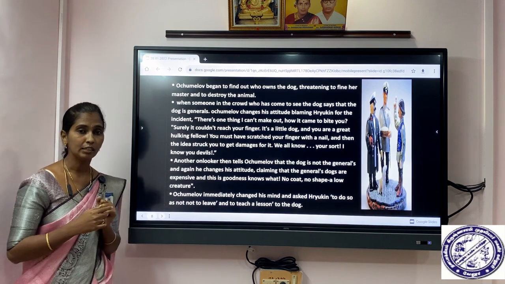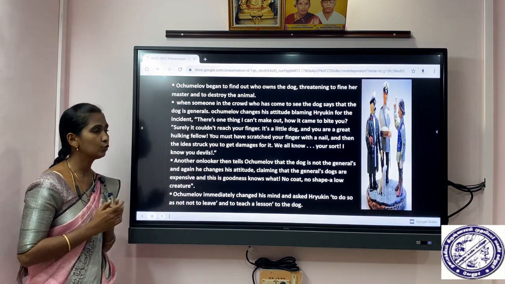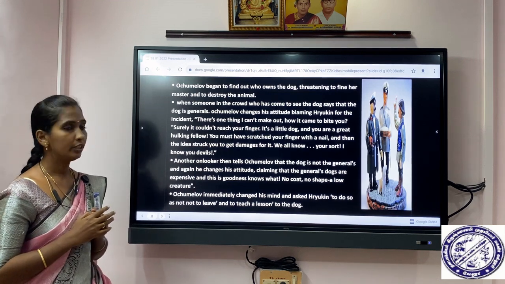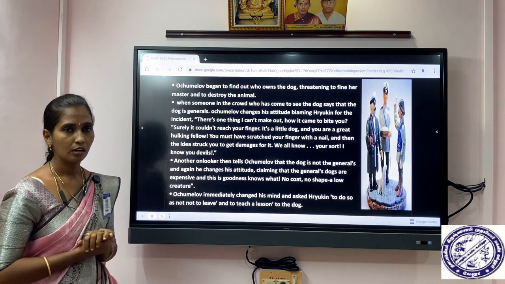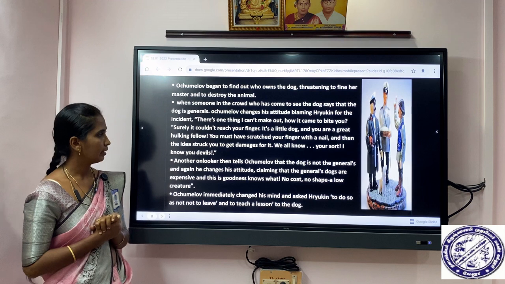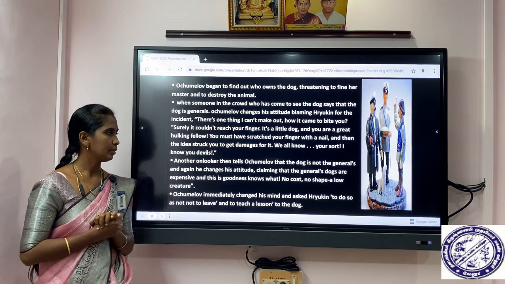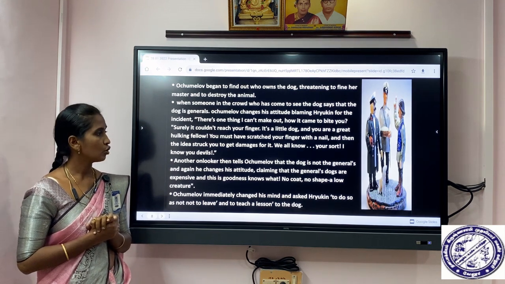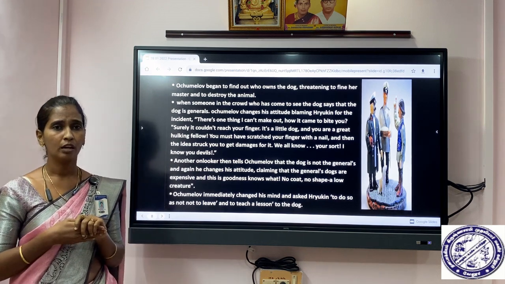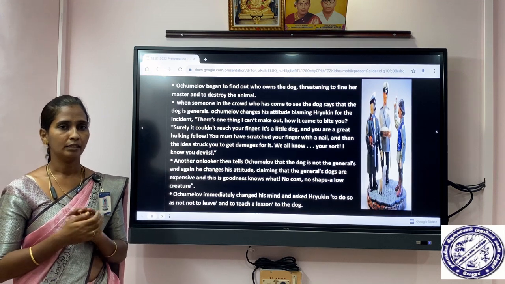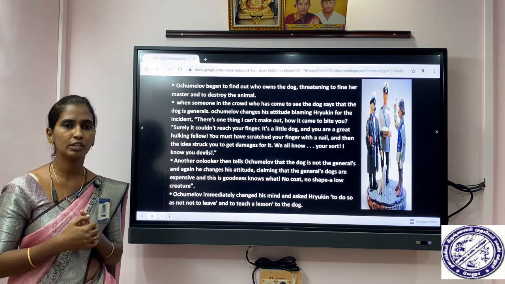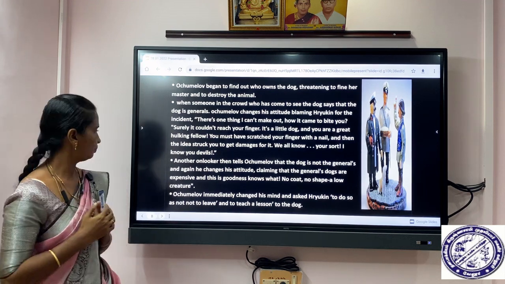He started blaming Rukin, saying, "There is one thing I can't make out, how it came to bite you. Surely it couldn't reach your finger. It's a little dog and you're a great hulking fellow. You must have scratched your finger with a nail and then the idea struck you to get damages for it. We all know your sort, I know you devils." So he started blaming Rukin for the incident and is now in favor of the dog, since the dog belongs to a higher official in the armed forces.